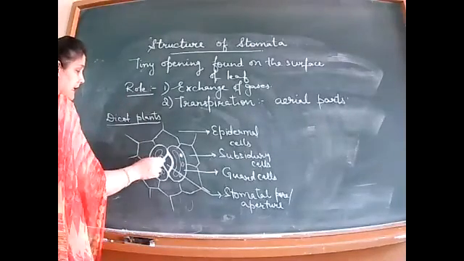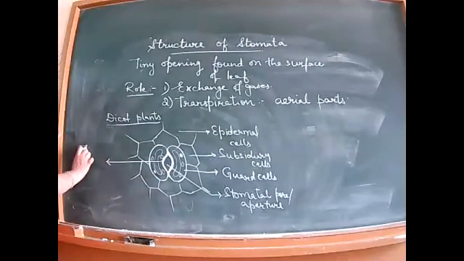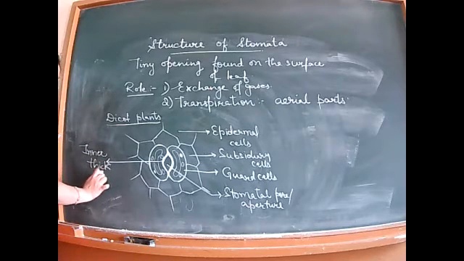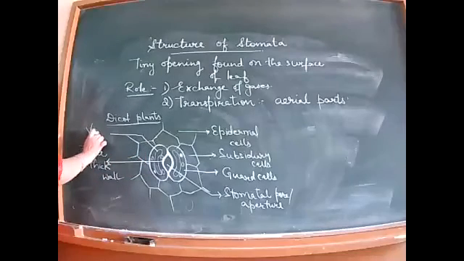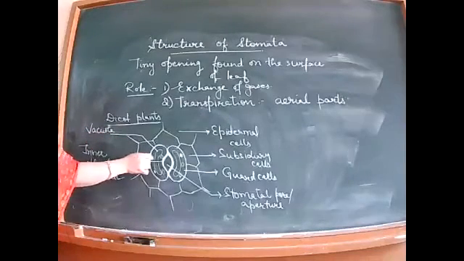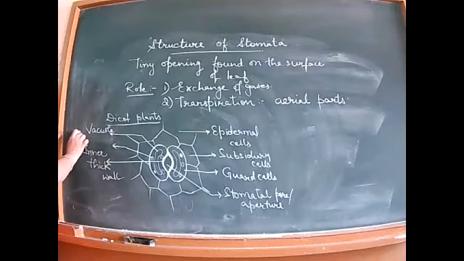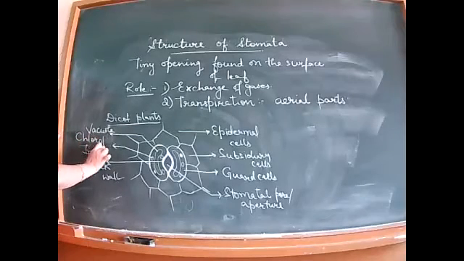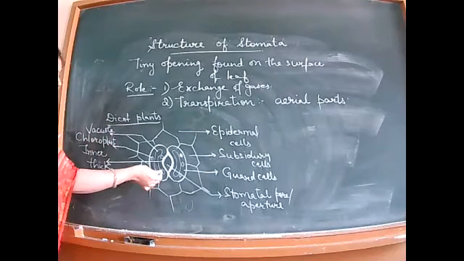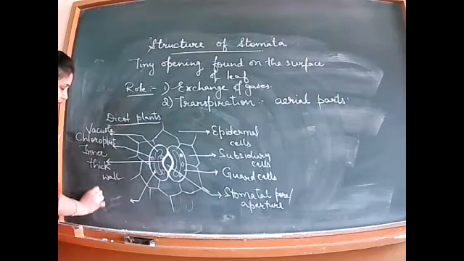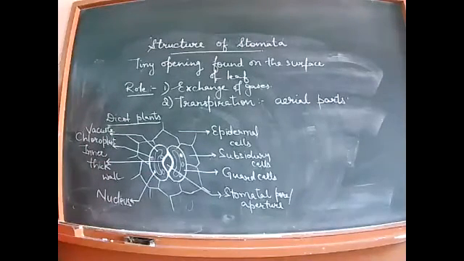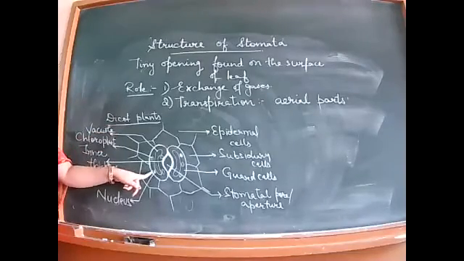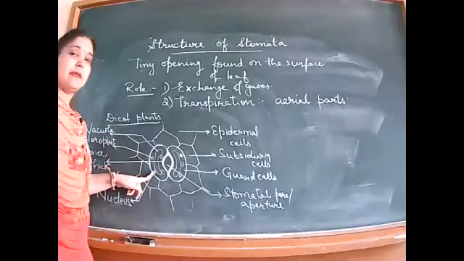Right? The inner wall is thick, so you can label this as inner thick wall. And then you have to label the other components: the vacuole, then a chloroplast, and the nucleus. Okay, so this is the nucleus. Done. This was in the dicot plants where the guard cells had the bean shape.